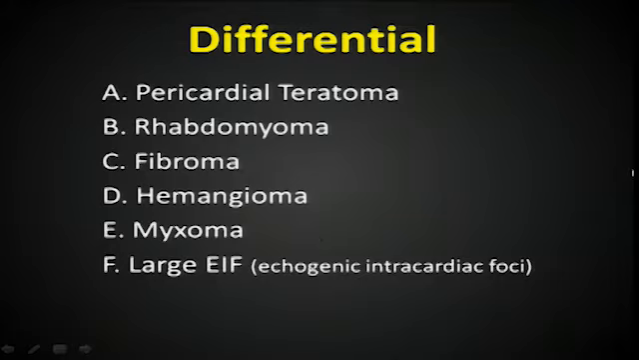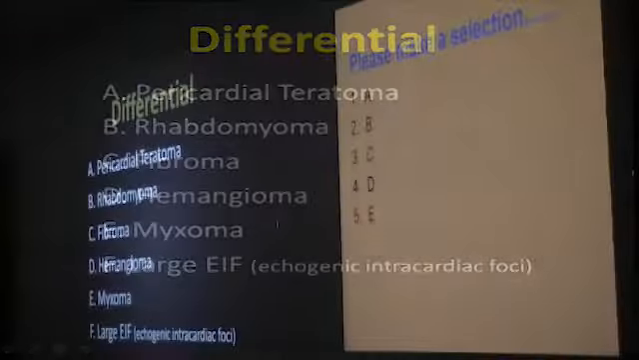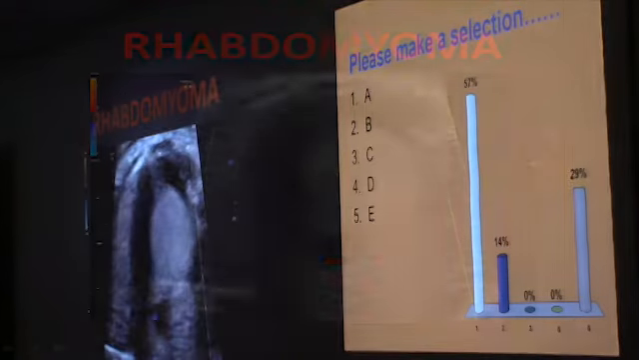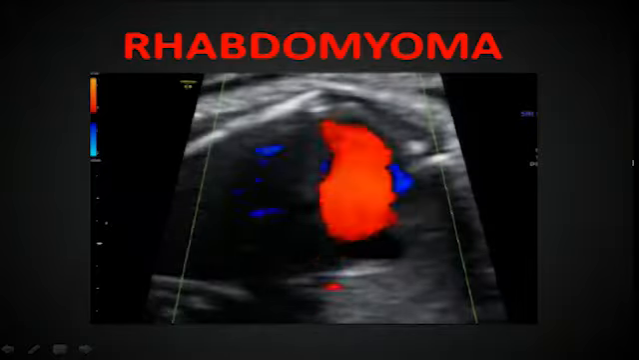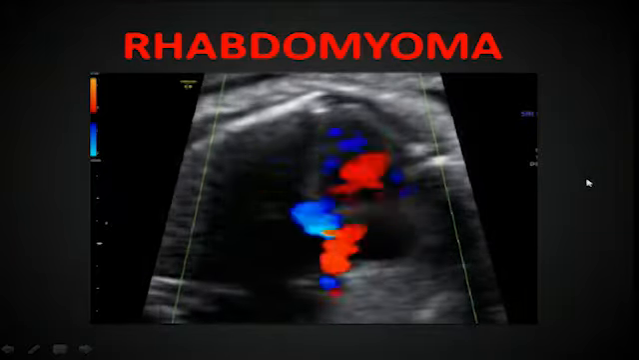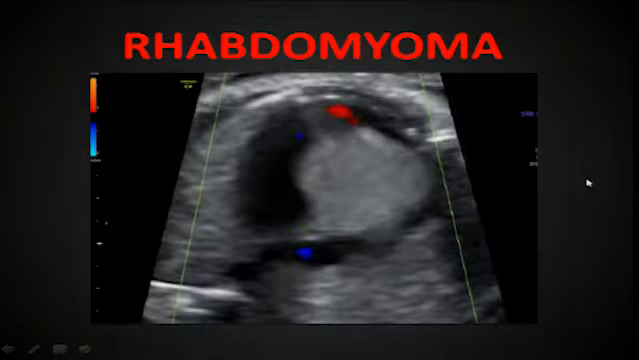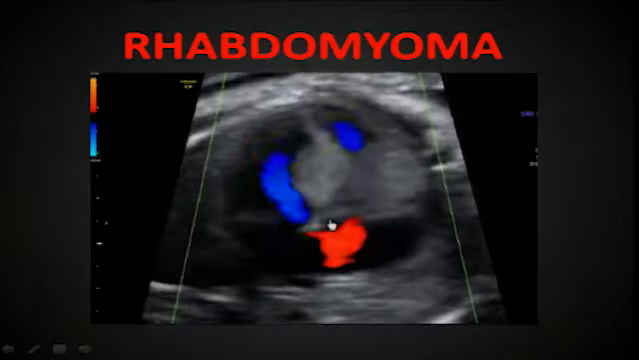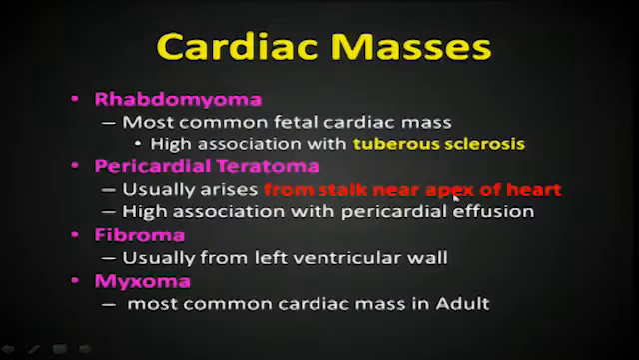So let's look, what are our choices? Pericardial teratoma, rhabdomyoma, fibroma, hemangioma, myxoma, or a large echogenic focus. Pericardial teratoma? Rhabdomyoma. So the more that you have them, the rhabdomyomas are the most common cardiac tumor that we see in utero. Usually your teratomas are going to start at the apex and involve the wall and grow out. These are actually within the ventricle.